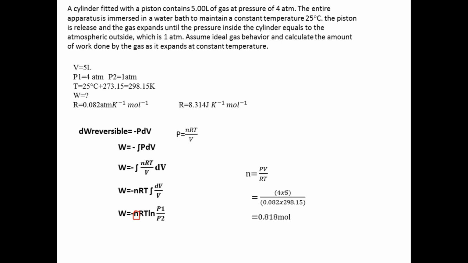equation, and then we get negative 0.818. This is the number of mole, this is the gas constant, this is the temperature, and ln P1 over P2. And then after we calculate, we get the answer, which is 2811 joule. This is the answer. I hope you guys can understand what I have done there.